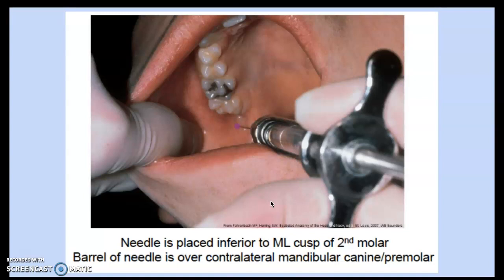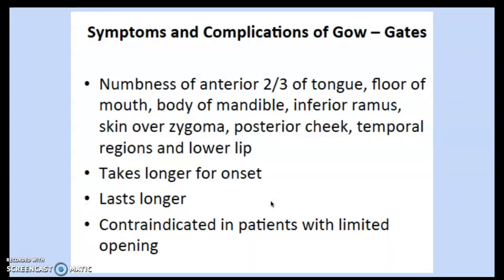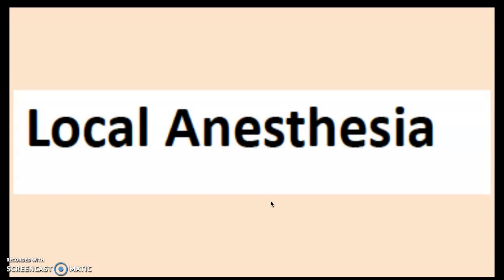The needle is placed inferior to the mesiolingual cusp of the second molar. The barrel of the needle is over the contralateral mandibular canine or premolar. Now, complications and symptoms of Gow-Gates: there's numbness of the anterior two-thirds of the tongue, floor of the mouth, body of the mandible, inferior ramus, skin over the zygoma, posterior cheek, temporal regions, and the lower lip. It takes longer for onset and it lasts a lot longer. There can be problems if the patient has limited opening, if they can't open their mouth very wide.